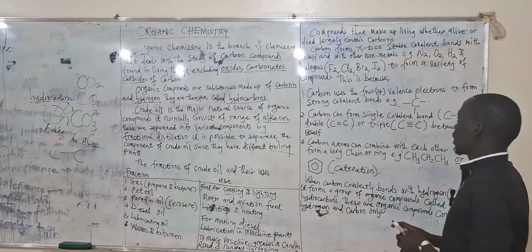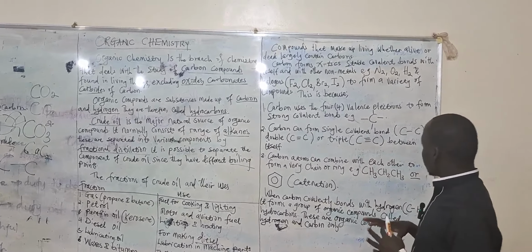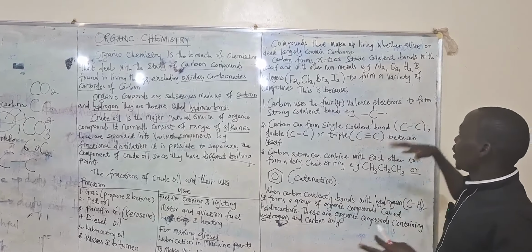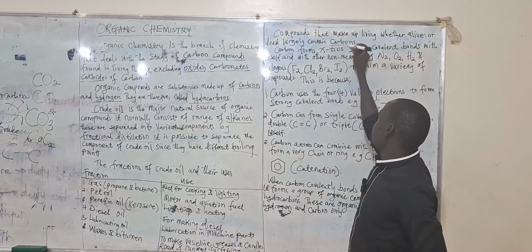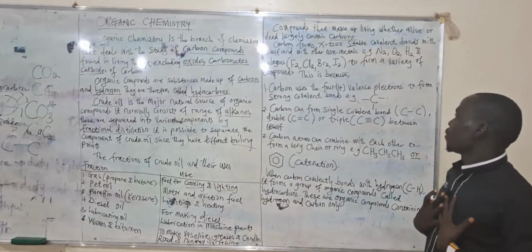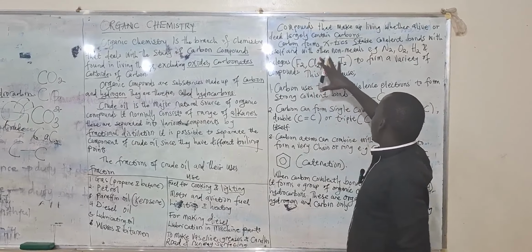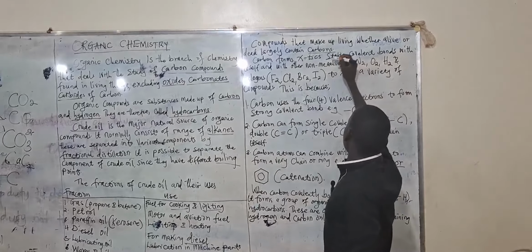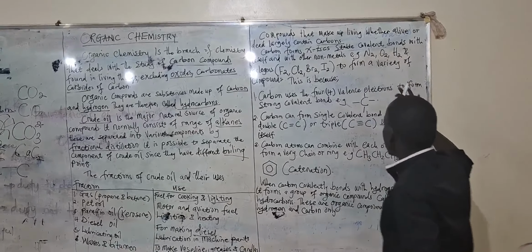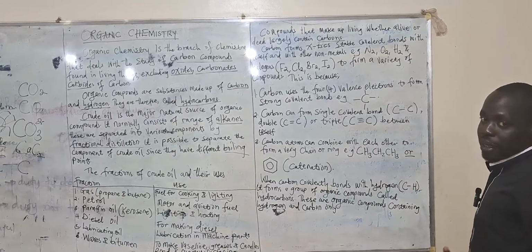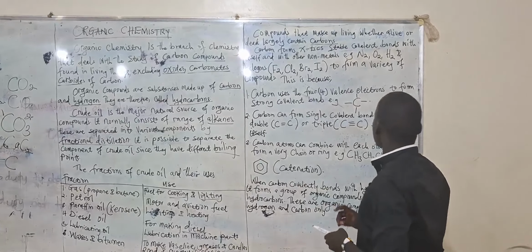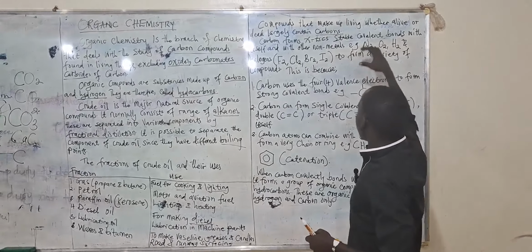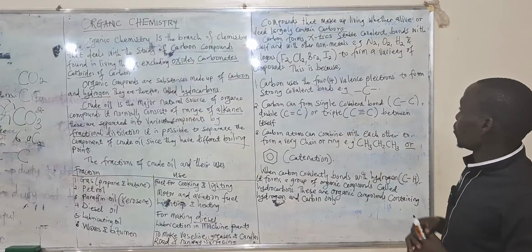But also we say that those compounds that make up living or non-living things, whether alive or dead, largely contain what? Carbons. Even human beings have carbons in our bodies. So carbon exhibits some characteristics, and we are saying it exhibits stable covalent bonds with itself and with other non-metals. So covalent bonds are the bonds formed between non-metals, but sometimes also they can be formed between carbon atoms themselves.